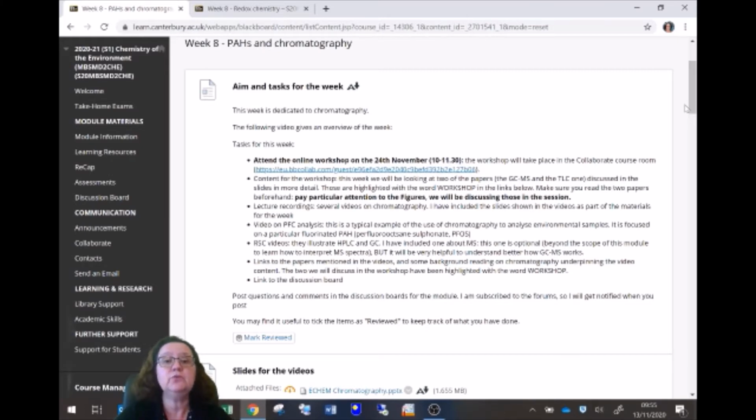However, please do read them beforehand and pay special attention to the figures in both papers, because we will be discussing those in the workshop. It doesn't matter if you don't understand them or if you have many questions, that's fine. But if you engage with the papers before coming to the session, everything will make much more sense and you will get more out of the session.